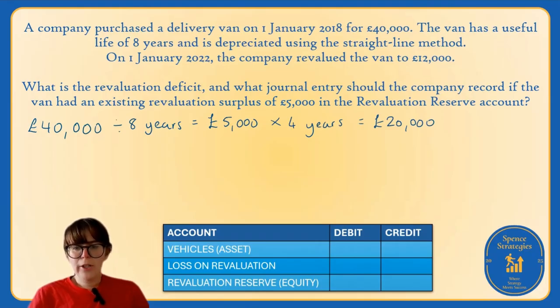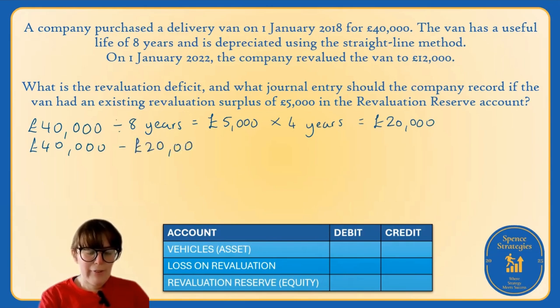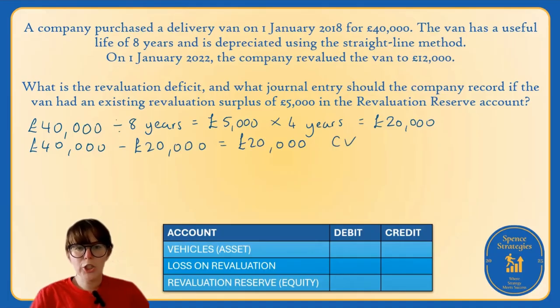I, of course, need to now work out what my carrying amount is, as I usually would, as if there was no revaluation as at the 1st of January 2022. So my carrying value of this van is going to be £40,000 less the £20,000, which is of course going to give me £20,000 as my carrying value. All I did there was my original cost of my vehicle less my accumulated depreciation, and that's what I would expect my van to be worth at this date.